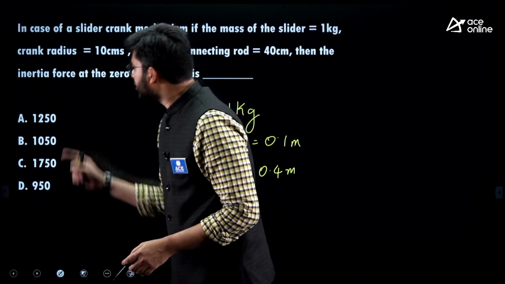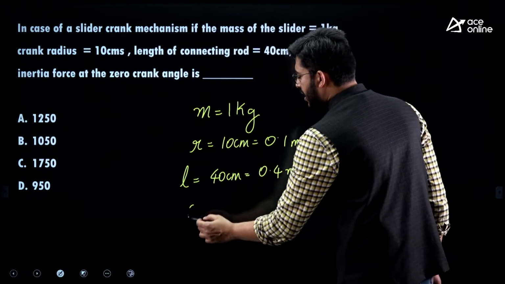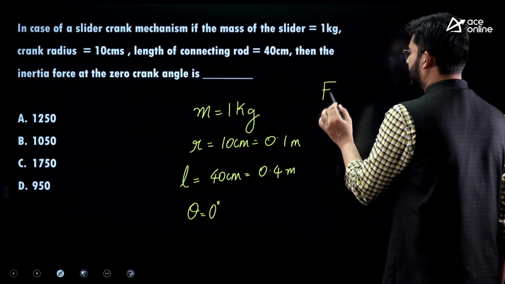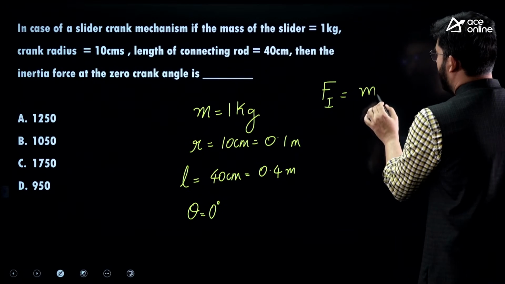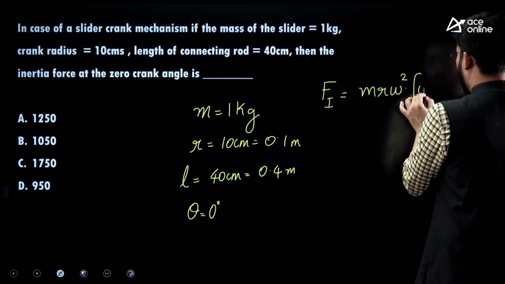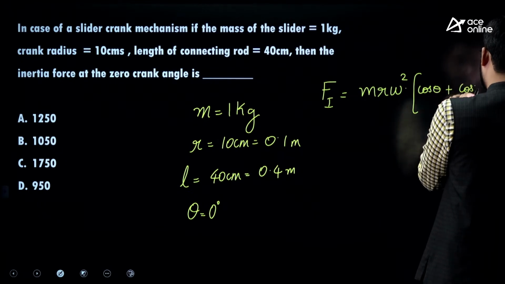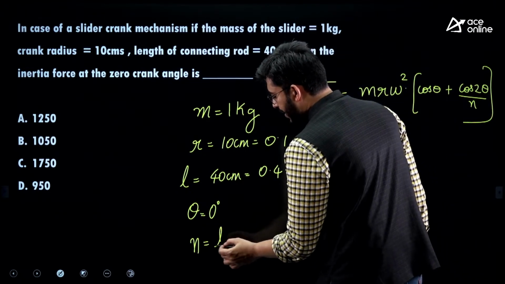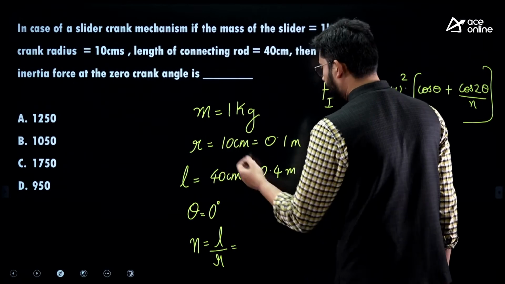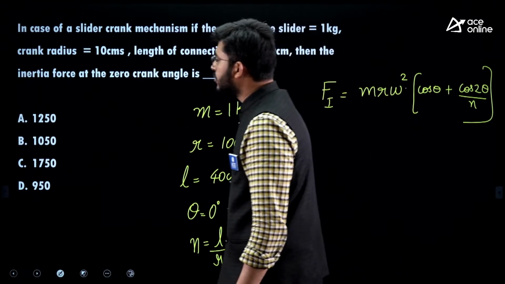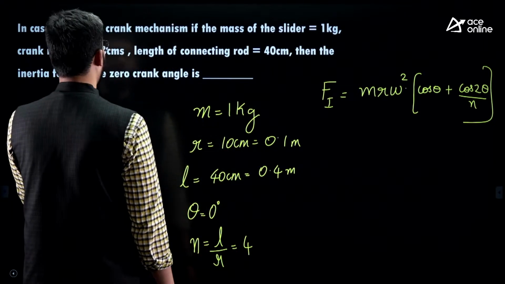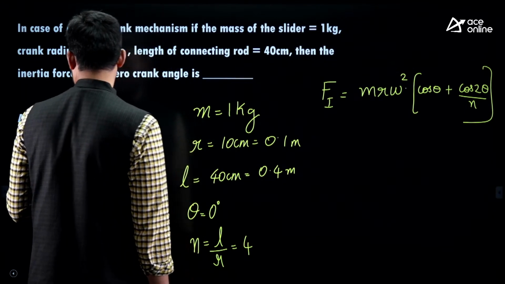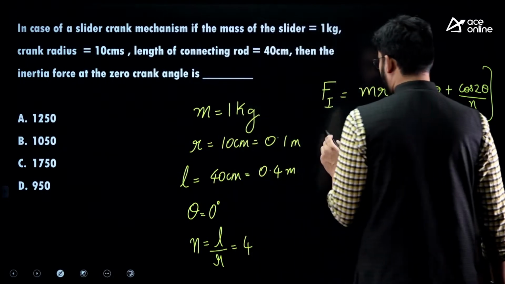Then the inertia force at 0 crank angle, theta is equal to 0. What is the inertia force? This is also a standard result, guys. F inertia we write as m r omega square into cos theta plus cos 2 theta divided by n. N is the ratio of L by R, that is equal to 40 by 10, which is equal to 4. So the speed here, I think the speed data is missed here, guys. The data of speed is missed here. Mass is given.